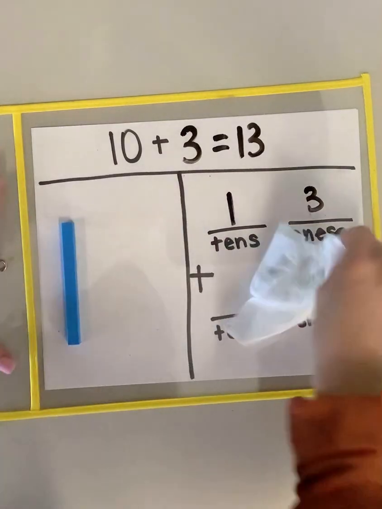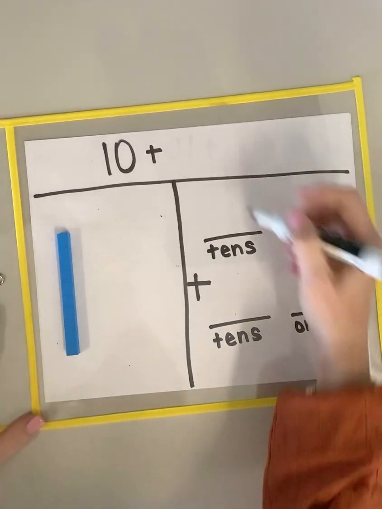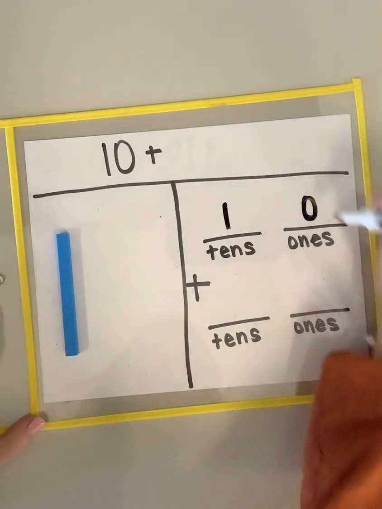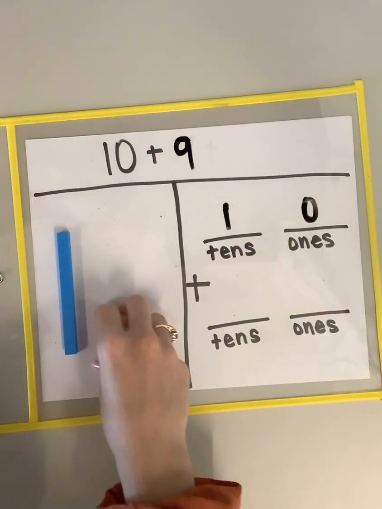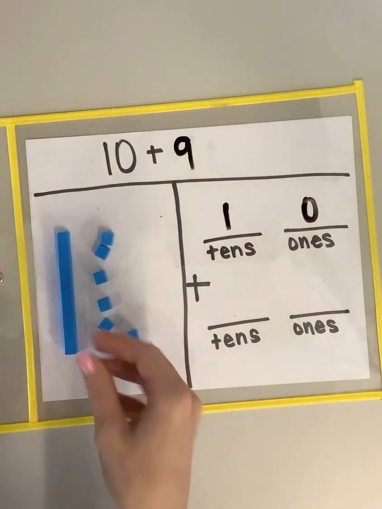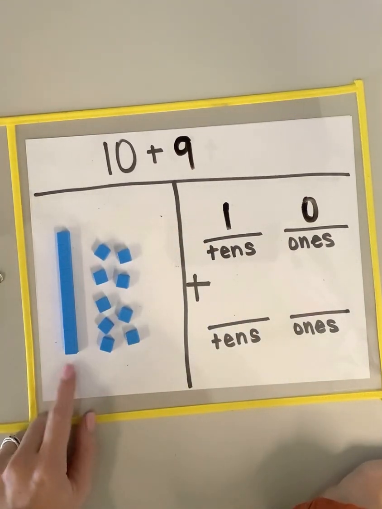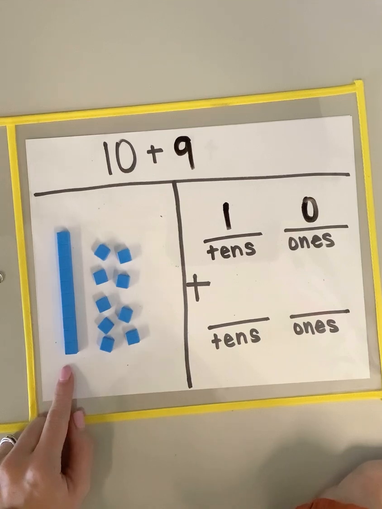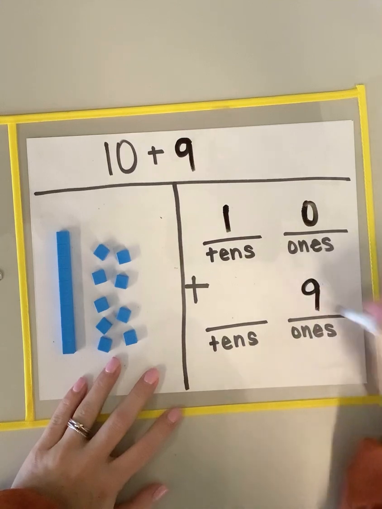Let's look at another example. I start with 10, and I know that when I have 10, I have a 1 in the tens place and a 0 in the ones. If I wanted to add 9, 1, 2, 3, 4, 5, 6, 7, 8, 9. Did anything change in my tens place? No. But I did change in my ones place from 0 to 9.